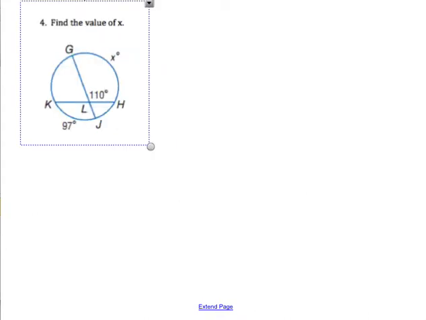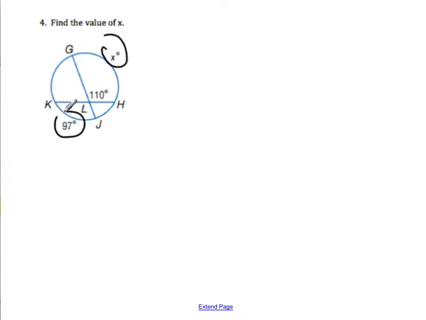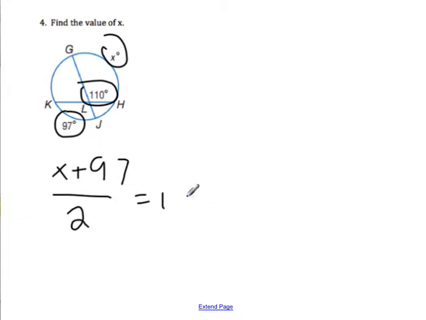So let's take a look at number 4. For number 4, now we don't know one of our arc measures. So we're just going to put that into the formula. Here's what I know. This plus this, divided by 2, needs to equal that. So X plus 97, divided by 2, is equal to 110.